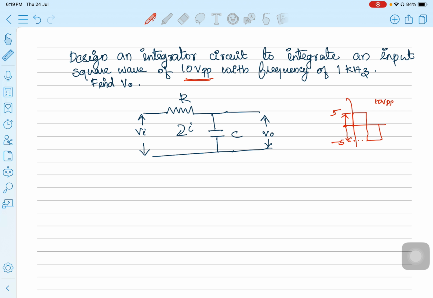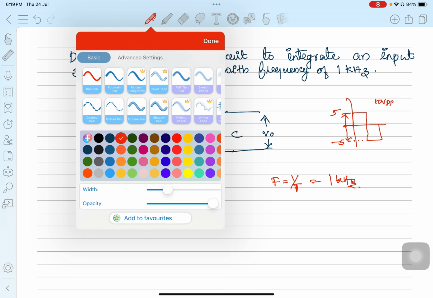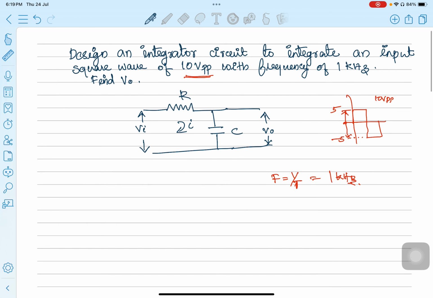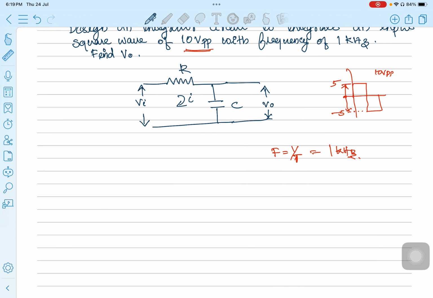So frequency, F is equal to 1 by T, and that value is equal to 1 kilohertz. So this is the given data, and we will proceed from here. So I can write, to work as an integrator.